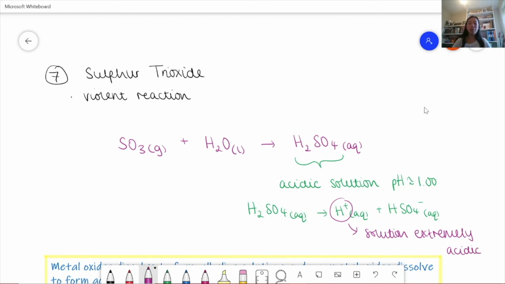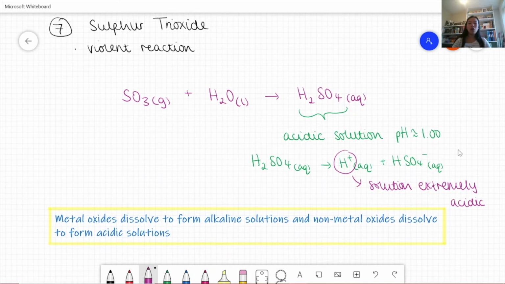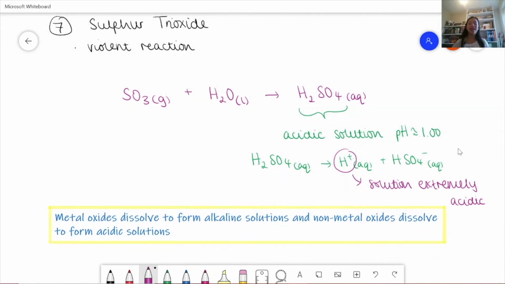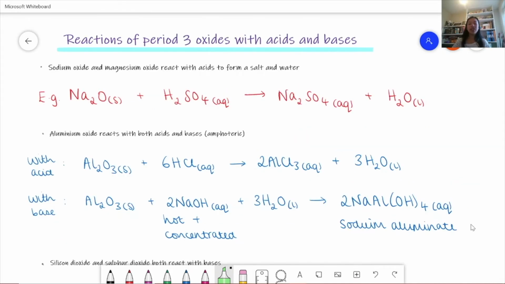So the general rule to remember is that metal oxides dissolve to form alkaline solutions, and non-metal oxides dissolve to form acidic solutions. So it's really important to remember what forms alkaline and what forms acidic, and also their relative pHs. And now we're going to look at the reactions of these period 3 oxides with acids and bases.